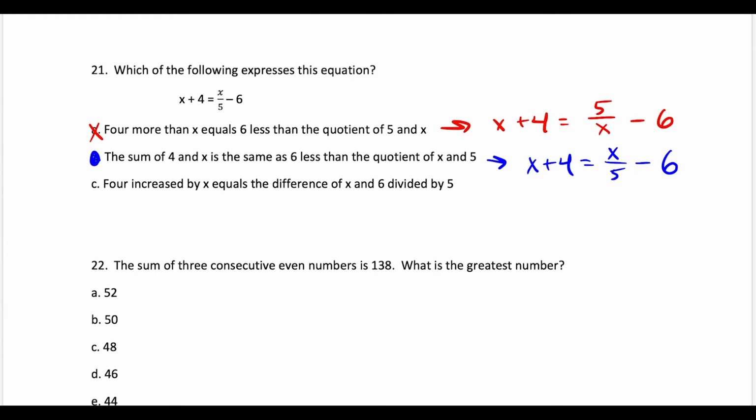Now, if we look at the last answer choice, 4 increased by x. So I'll write that here. We have 4 increased by x, that's x plus 4, equals the difference of, we have x and 6 divided by 5. So that's what choice C would say, which doesn't match what's written here. So B is looking good.